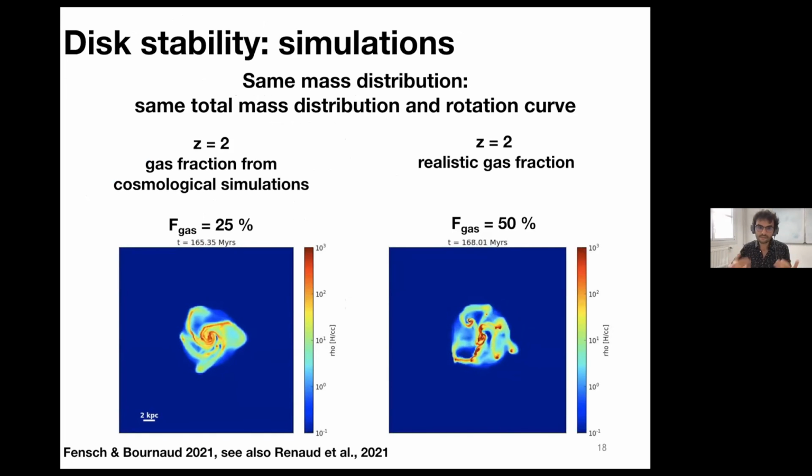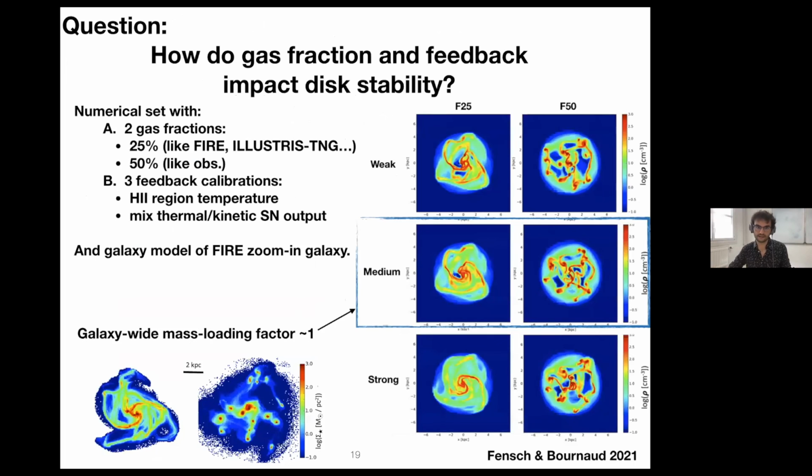So if you take the same galaxy model with different gas fractions, you see that if you have a gas fraction from a cosmological simulation, you only have spiral arms, and you have clumps when you go to a realistic gas fraction.